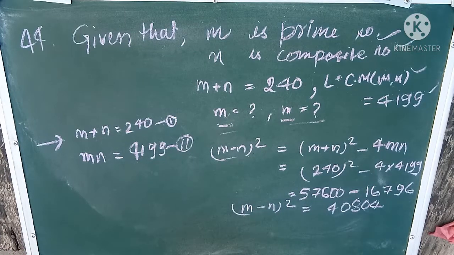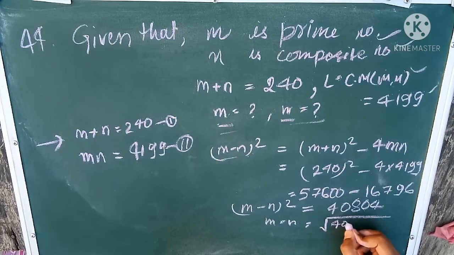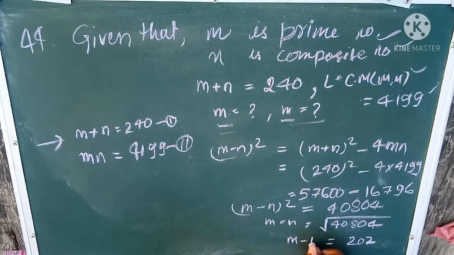Now we already know that if we transfer the square to the other side of the equal sign, it turns into a square root. So we have m minus n equals square root of 40804, and when we calculate the square root of this number, we get 202. So we can say that m minus n is equal to 202, and this will be our third equation.